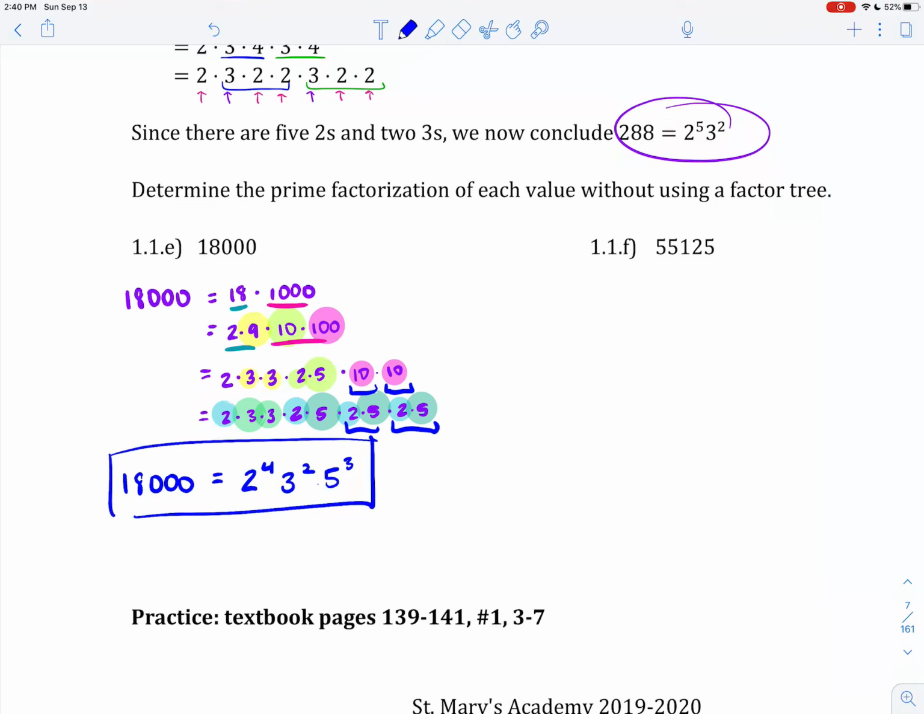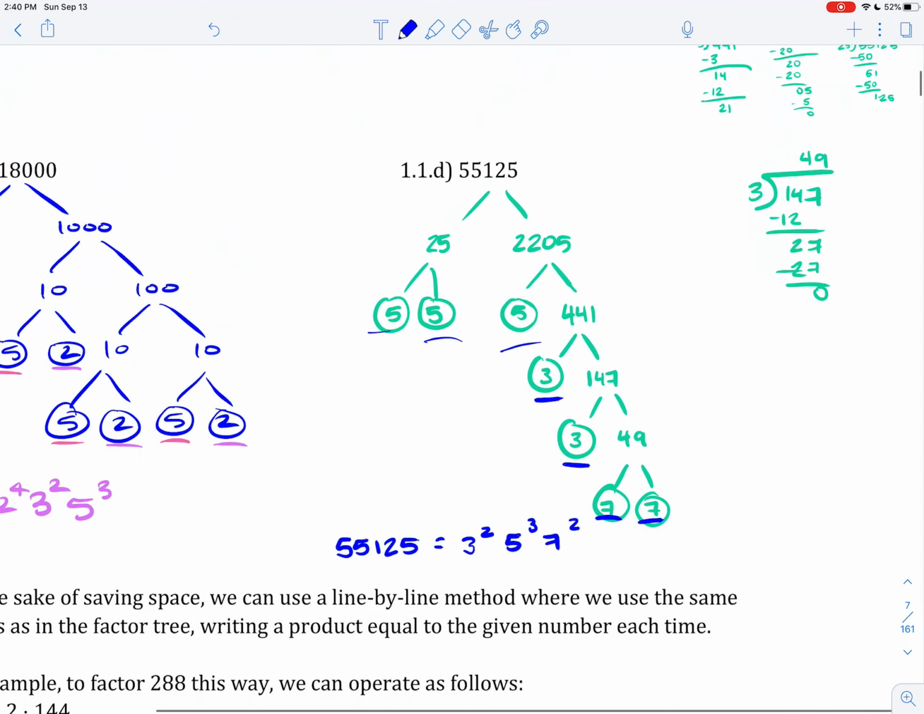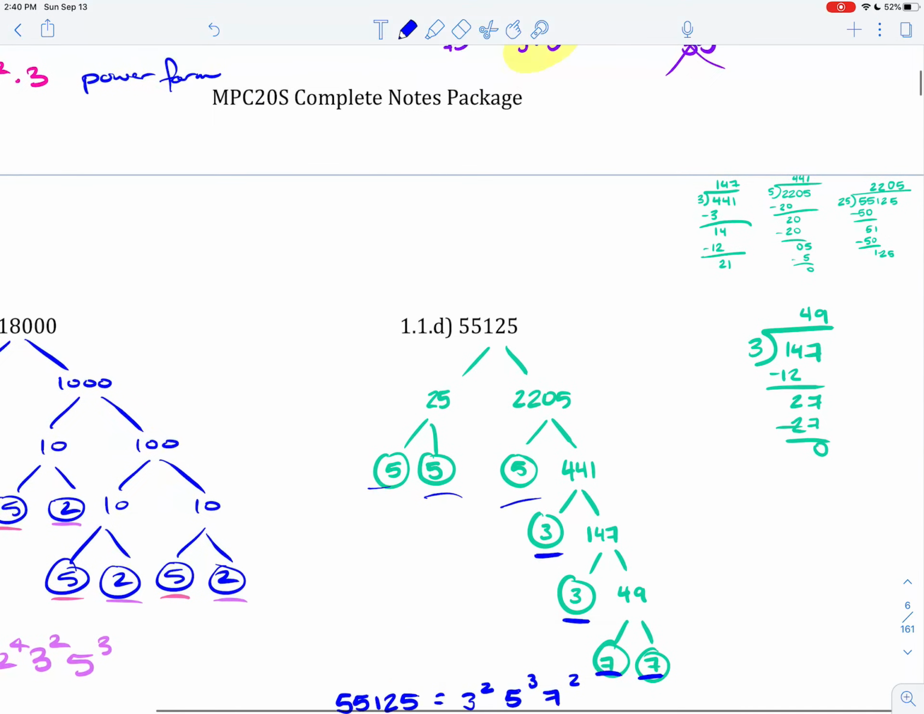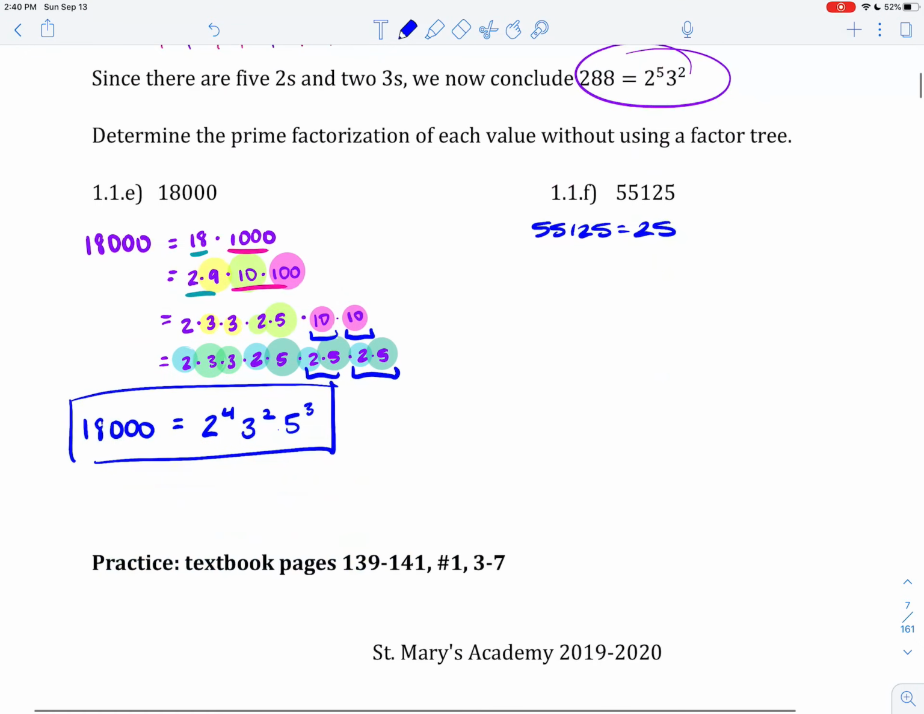And this last example, again, we did it up above. Maybe we can save some space. I'm looking at this. I'm seeing that it ends in a 25. So for sure, it's got a 25 in it. 5 times 5 is the same thing as 25 times something. Fortunately, someone else did the work for us way over here. It looks like it's 25 and 2205.